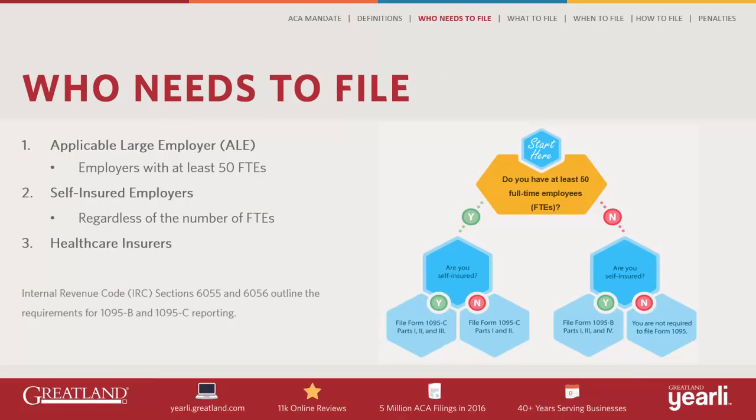First, let's look at who needs to file. The first group of filers are applicable large employers. ALEs have a filing requirement to meet the provisions of the employer mandate. The second and third group of filers are self-insured employers and healthcare insurers.